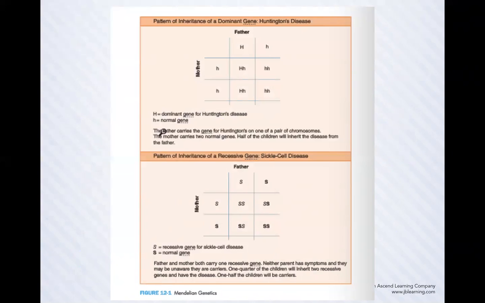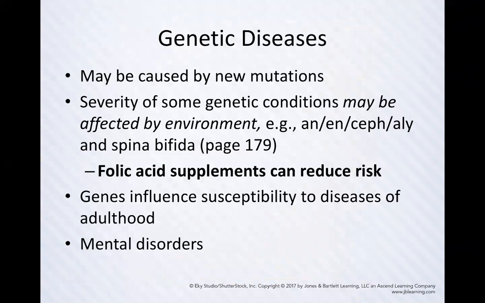The other one is a recessive disorder, and this is sickle cell anemia. You probably have heard of this. The mother and father both carry this gene, and both of the recessive genes have to show up in order for the child to have it. So, genetic diseases. One of the big things is that they can also be caused by new mutations.